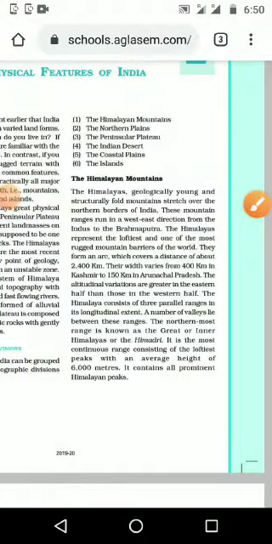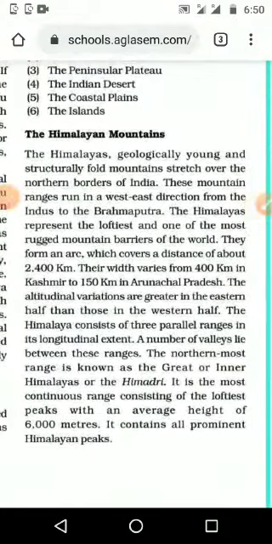So we are going to see the first topic, that is Himalayan mountains. Can I say important things? Will you read your textbook?